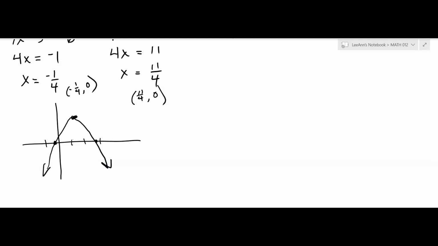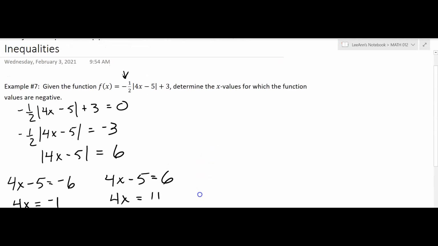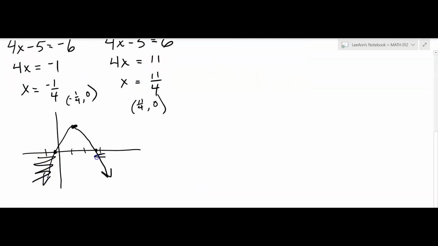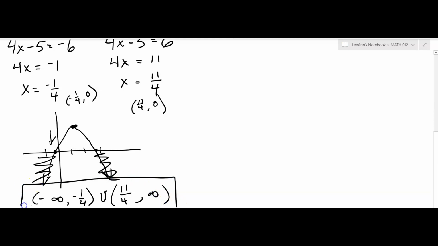So what did the question ask me? Now I got to scroll up and see. It says determine x values for which the function values are negative. So it's going to be negative in here, and it's going to be negative in here. What are those x values? Well, it looks like anything less than -1/4. So from -infinity to -1/4. Just less than? I think just less than, no equal to, right? I'll go back and look. Union, and then it's going to be from 11/4 to infinity. Okay? So graphically, we can see the solution that way.